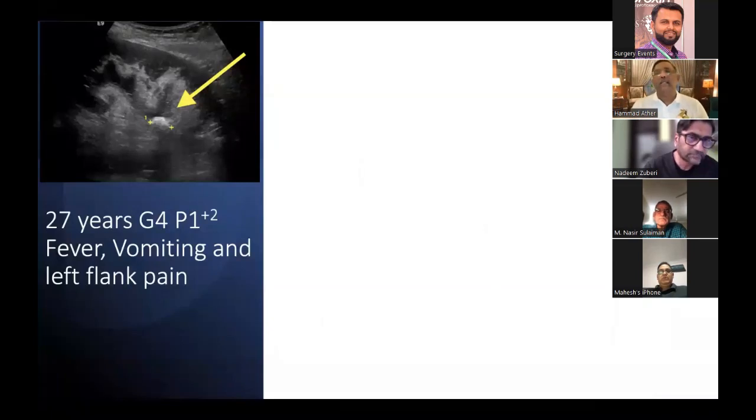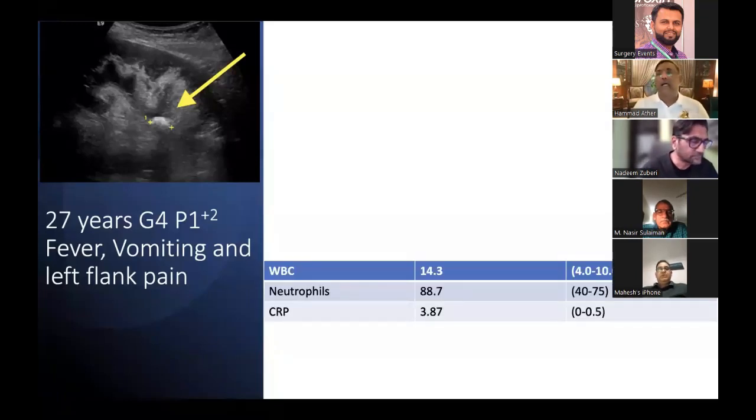Let's share another case. This is a 27-year-old gravida 4 para 1+2 who presented with fever, vomiting, and left flank pain. Obviously, our first line is conservative treatment with pain control and antibiotics, which are permissible during this period. However, she continued to show fever and signs of sepsis. Her white cell count went up. She had a significant CRP level as well. And all these things indicated that she was going towards sepsis.